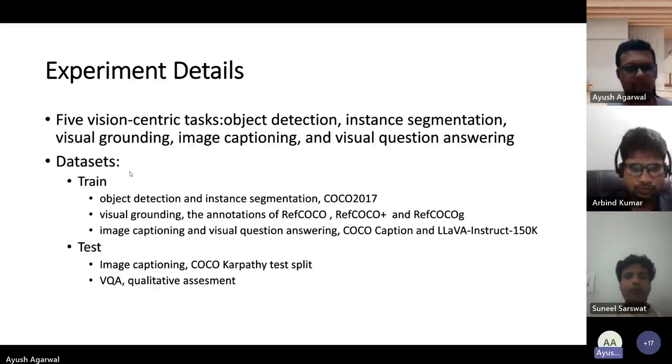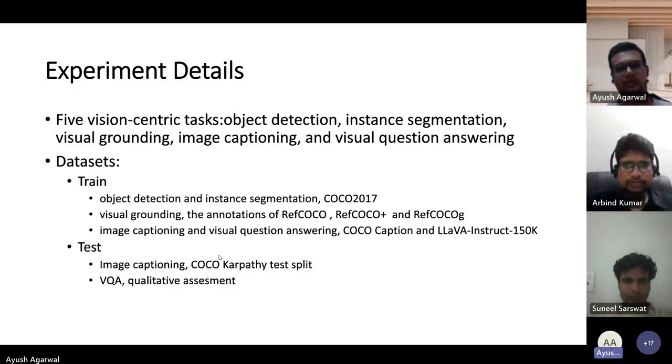Talking about the datasets they use, they use COCO 2017 for object detection and instance segmentation. For visual grounding, they use these three datasets. For image captioning and visual question answering, they use these two datasets. For testing captioning, they use a test split of the COCO dataset, and for visual question answering, they do a qualitative assessment. The rest of them are not very specifically mentioned, but I'm assuming this would be a split of each of these datasets.